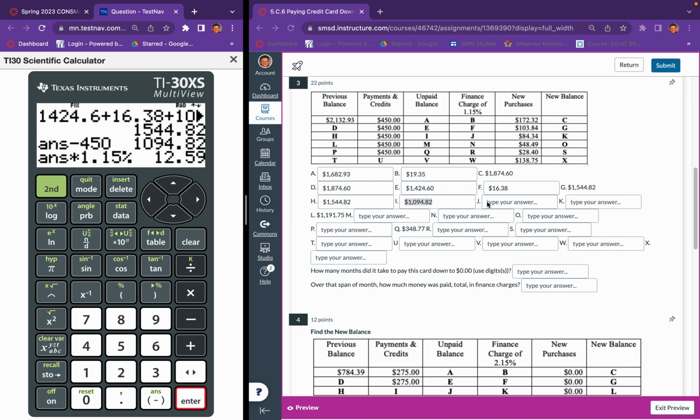And we're going to find that they're going to charge us $12.59.